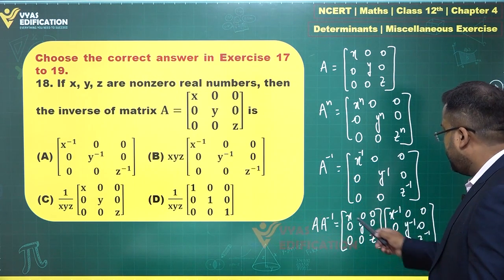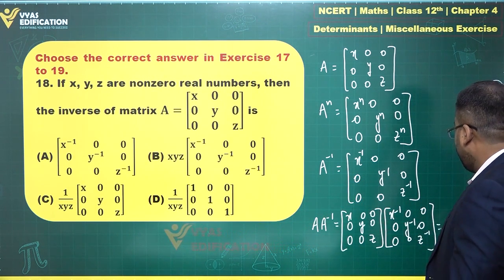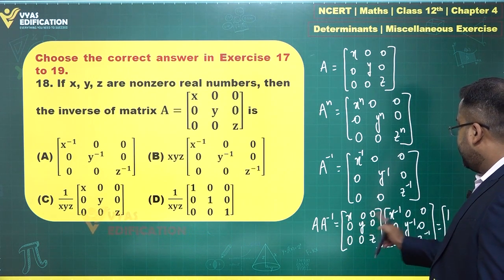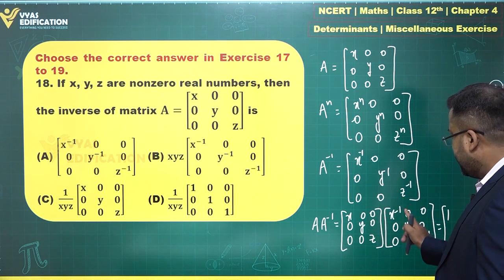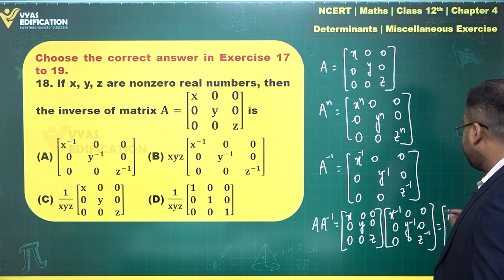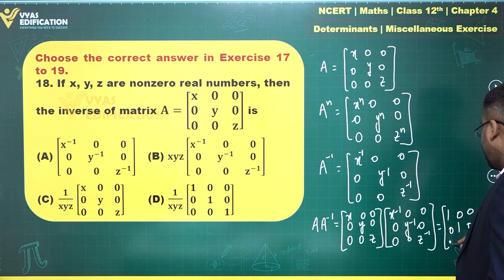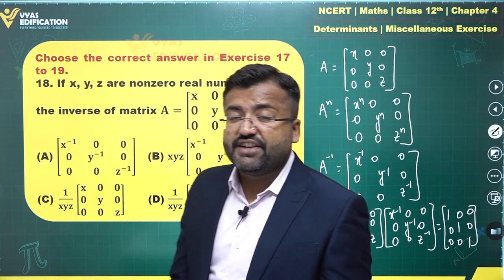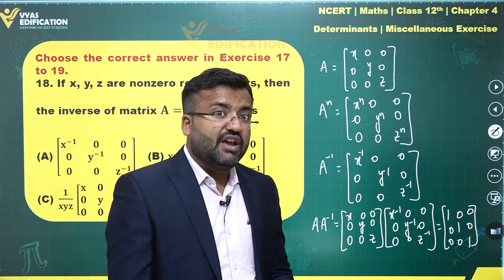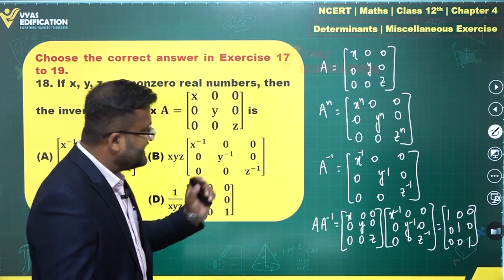The first row and the first column will become x times x inverse, which is 1. Second row, second column will become 1. Third row, third column will become 1. What about the first row and the second column? x times 0, 0 times y inverse, 0. Rest all terms will be 0. This is the identity matrix. If A times another matrix is identity, that matrix is supposed to be the inverse, and the inverse is unique, therefore that is the inverse.